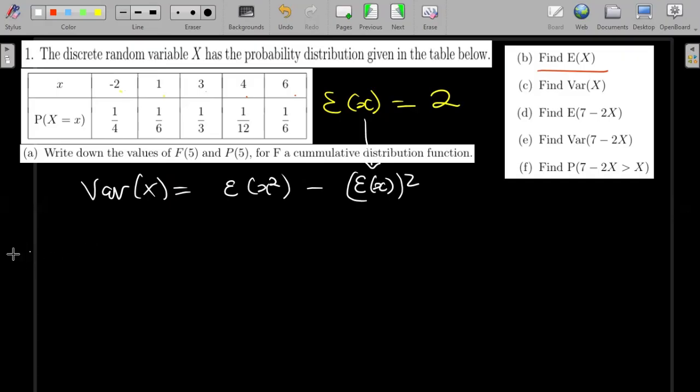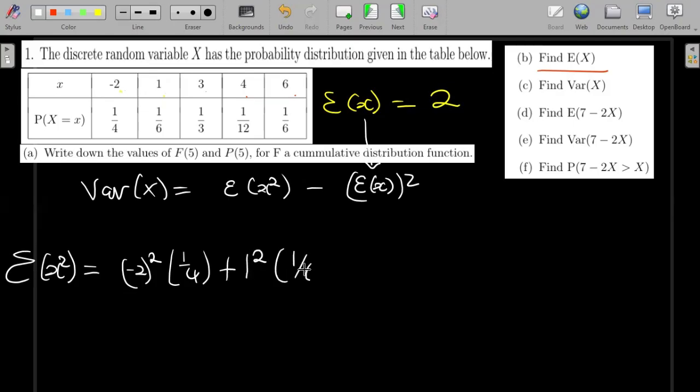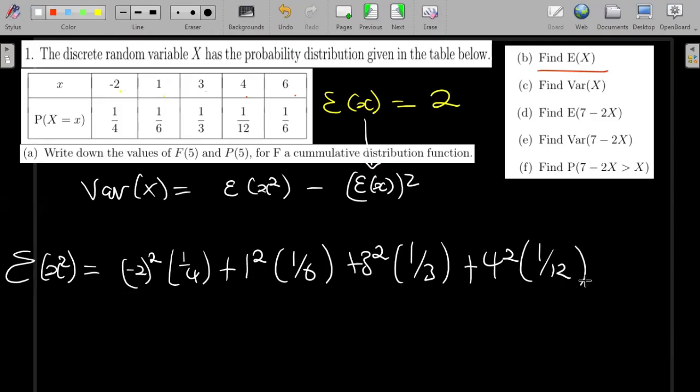So we're going to say expected value of x squared is equal to -2, squared, because you square the random variable, don't square the probability, multiplied by 1 over 4, plus 1 squared multiplied by 1 over 6, plus 3 squared multiplied by 1 over 3, plus 4 squared multiplied by 1 over 12, plus 6 squared multiplied by 1 over 6. So this is what we get when we square.